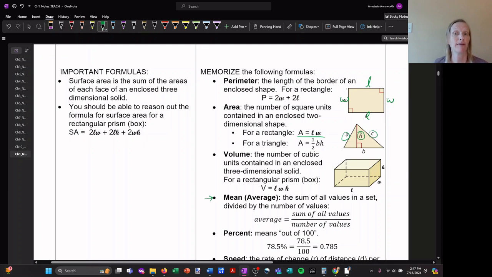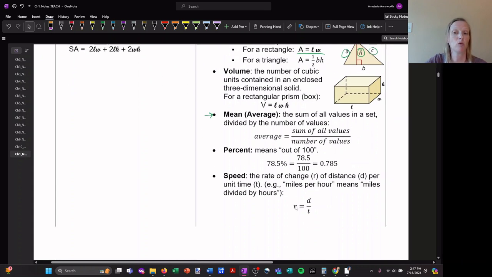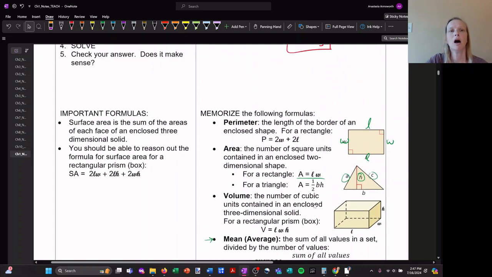You should know how to calculate averages. Averages are the sum of all values in a set divided by the number of values. You should know what percent means. Percent means out of 100. So 78.5% just means 78.5 out of 100, like a fraction, which written in decimal form is 0.785. Speed is rate, written here with the letter R, but you could write it with the letter S for speed, and is distance divided by time. There are some other formulas that might come up, and you should be able to reason those out.